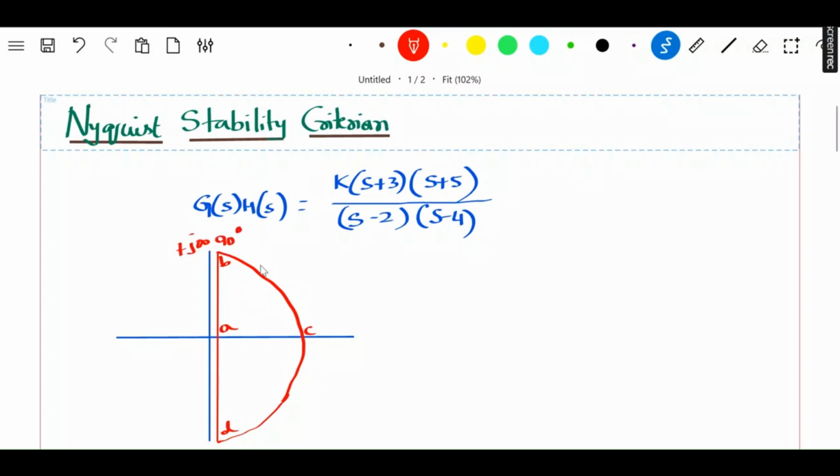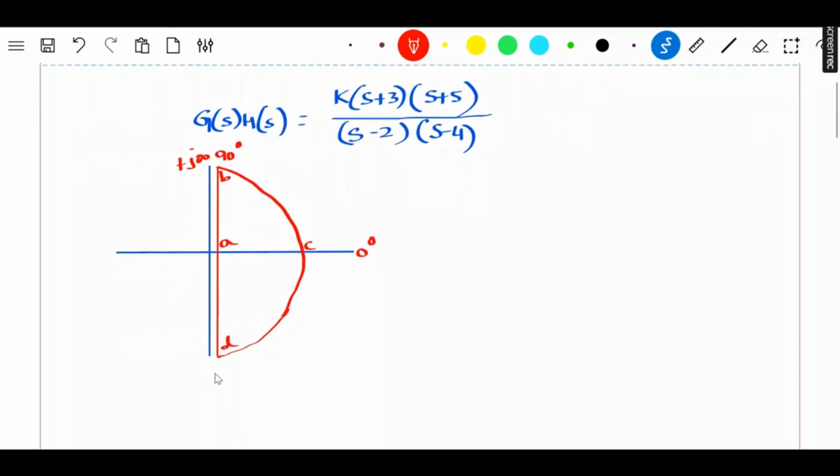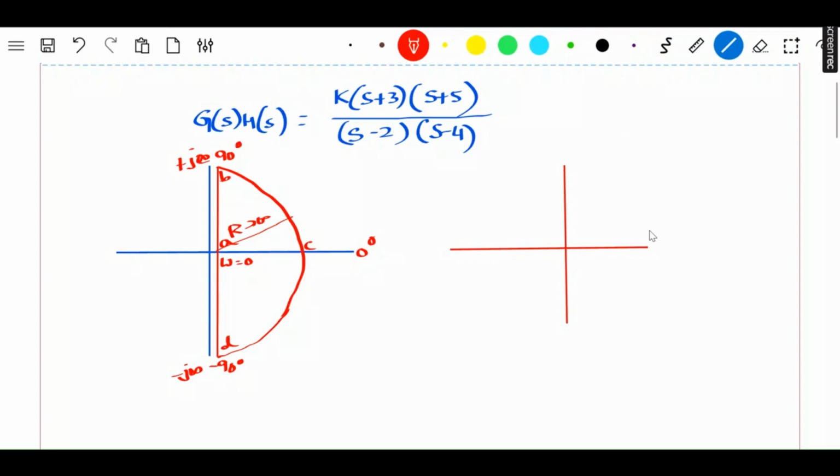So this is A, B, C, D plus G infinity. 90 degree, 0 degree, minus 90 degree, and this is attaining infinity. Here omega equals 0, here omega equals infinity, and here omega equals minus infinity. Now the pole-zero diagram, and check the value of P.